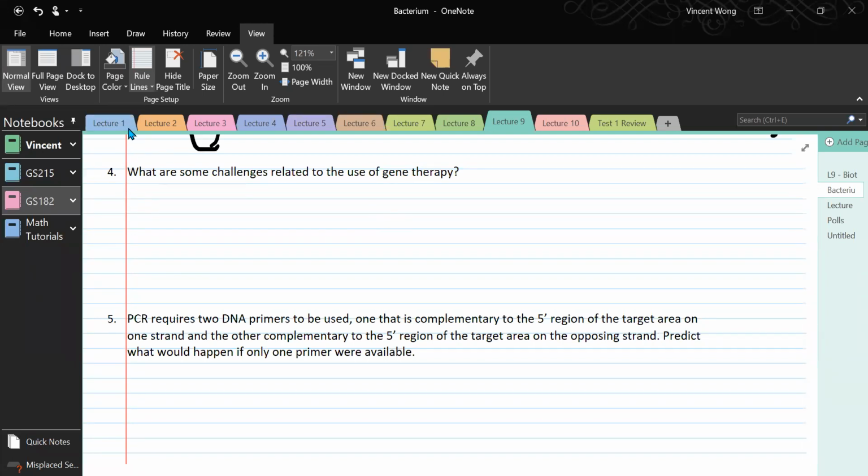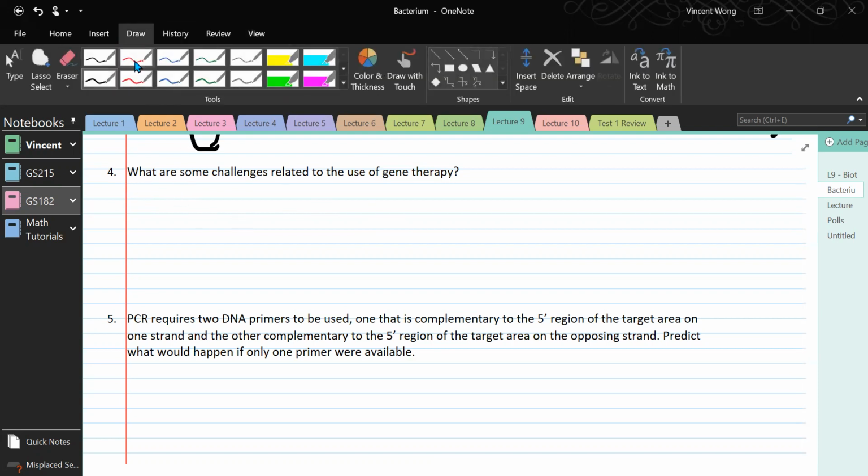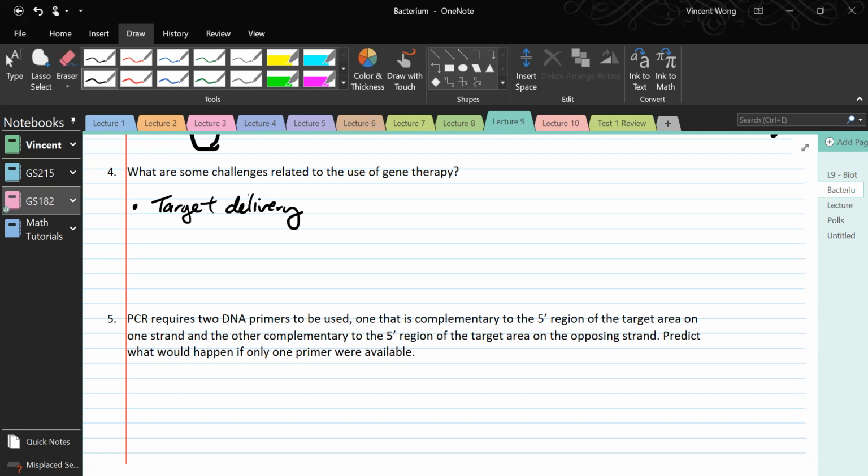Next question. What are some challenges related to the use of gene therapy? Gene therapy basically involves, for example, replacing a defective copy of a gene. Some of the challenges related to gene therapy would be targeted delivery. What that means is, how do you make sure that the gene you're trying to insert is actually inserted at the intended location? How do we make sure that you are able to replace the defective copy at the exact location that you want it to be?